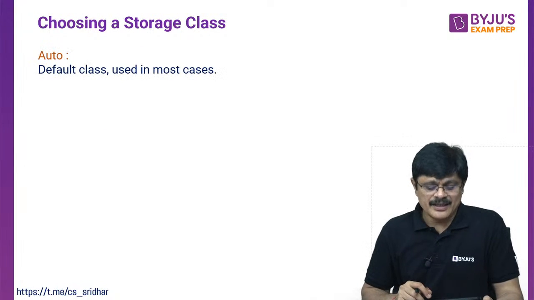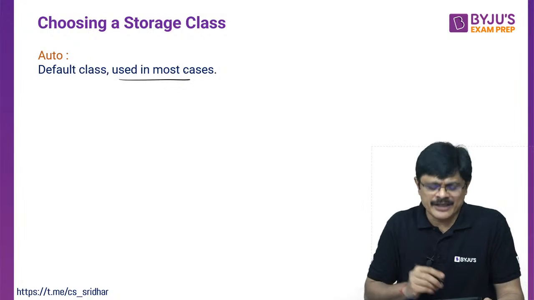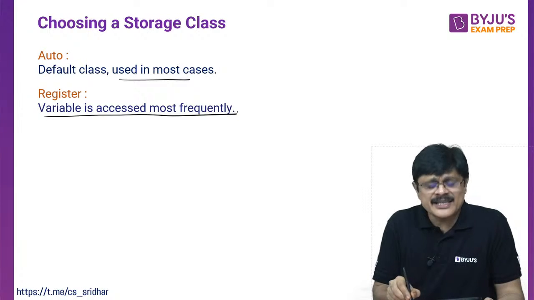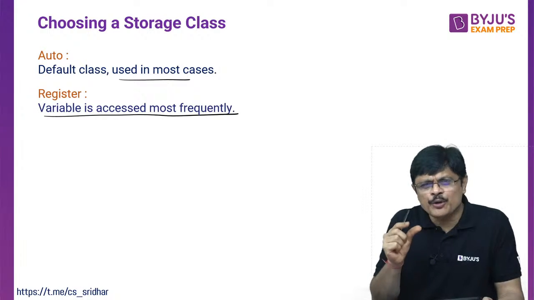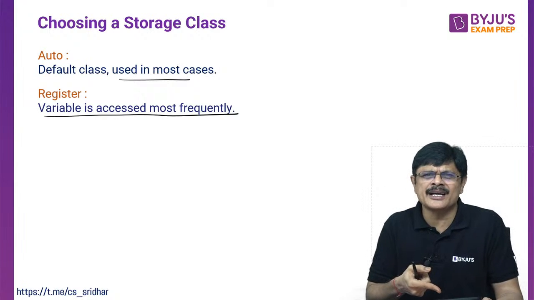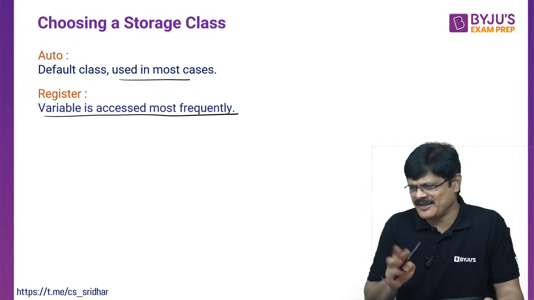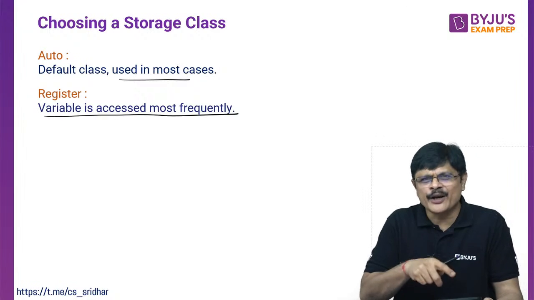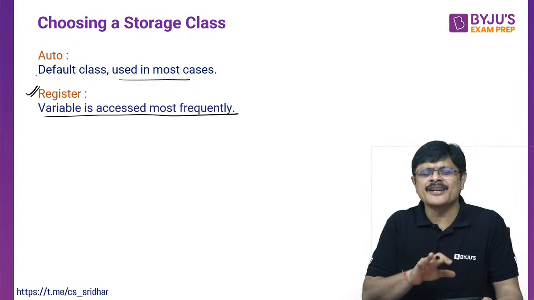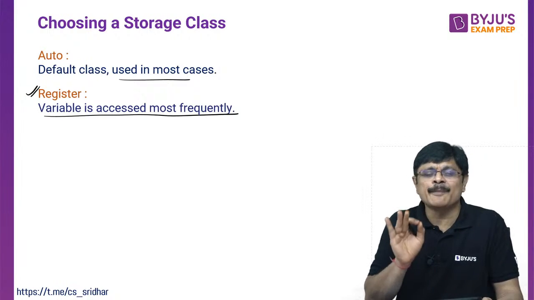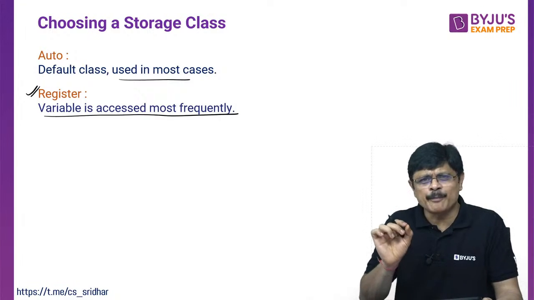Choosing a storage class. Generally auto is the default storage class, my dear friends, and is used in most cases. A register variable is accessed more frequently. If a variable is accessed very often, then we generally try to force it as a register variable. But now people say it is old fashioned, so most of the time people don't use the register storage class. They call it an old fashioned way of defining variables. But that possibility is there in C language. You can declare a particular variable as a register variable.